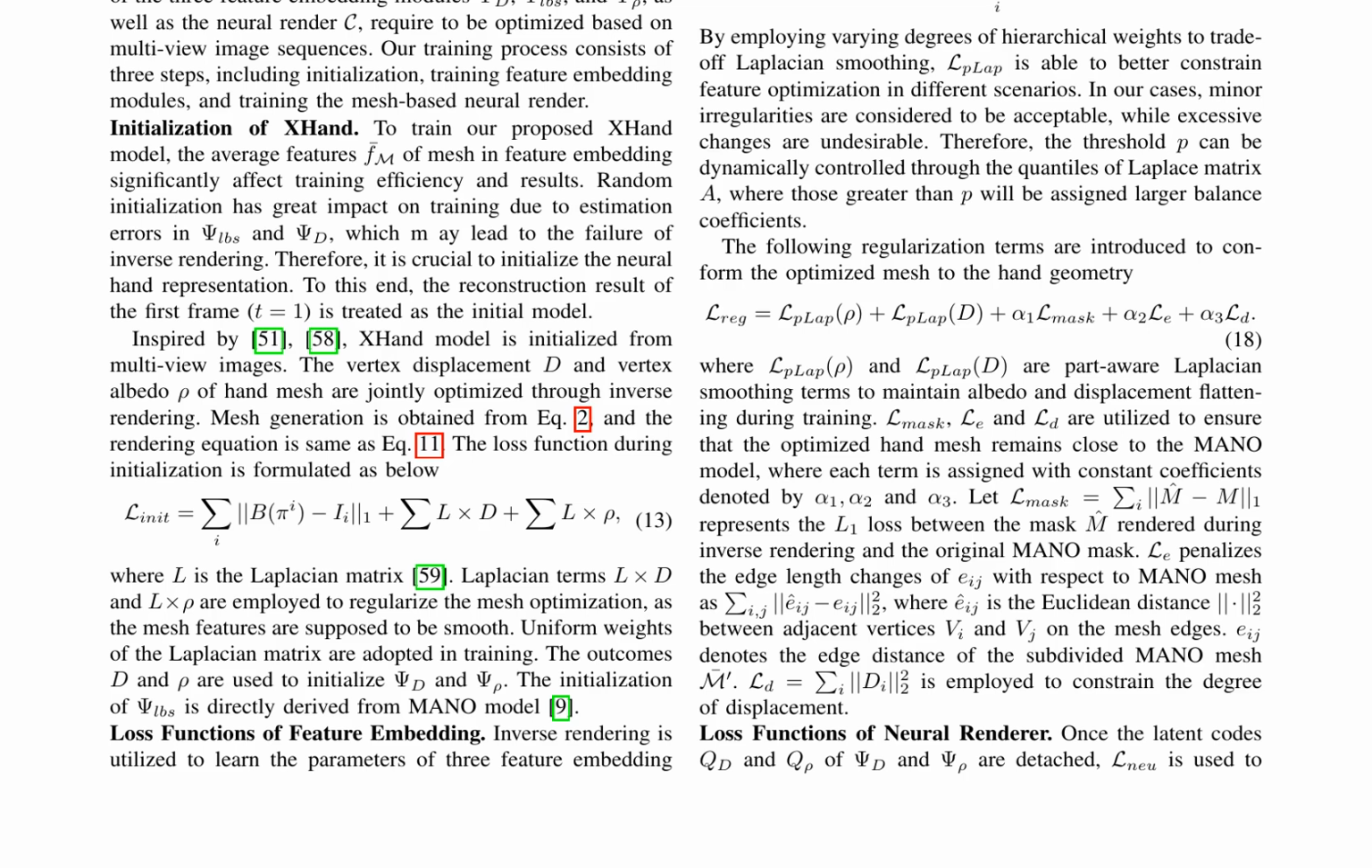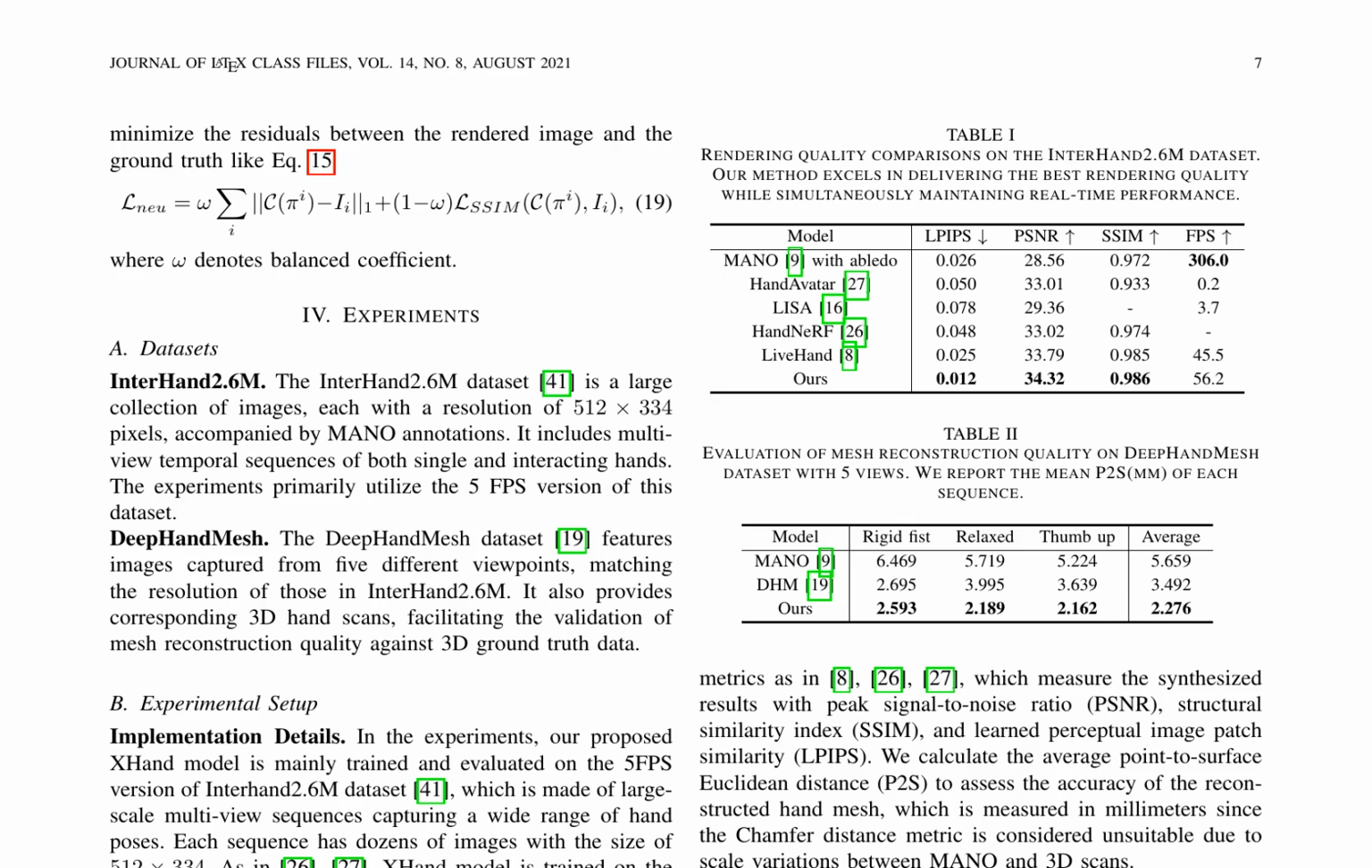The authors present their experimental setup and results for the proposed XHand model, a neural rendering approach for hand mesh reconstruction. Utilizing 2 datasets, InterHand2.6M and DeepHandMesh, the experiments primarily employ the 5 fps version of InterHand2.6M, with the XHand model trained on 20 views across 50 frames for each sequence. PyTorch and the Adam optimizer with a learning rate of 5e-4 are employed, along with the off-the-shelf renderer NvDiffrast for differentiable rasterization. Positional encoding is performed on the input data before feeding it into the rendering network.